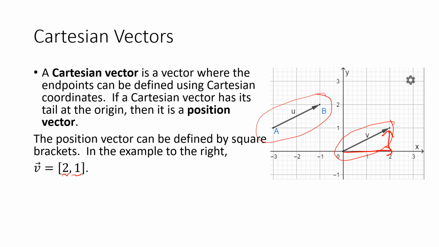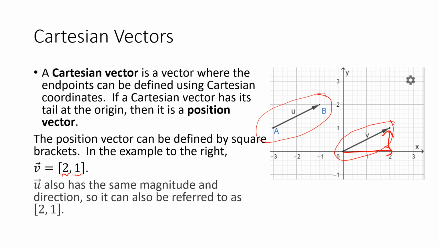It has the exact same change in the x value and the change in the y value as vector v. So vector u also has the same magnitude and direction. It goes 2 units to the right and 1 unit up. So it can also be referred to as [2, 1]. So the two vectors are basically equivalent vectors.